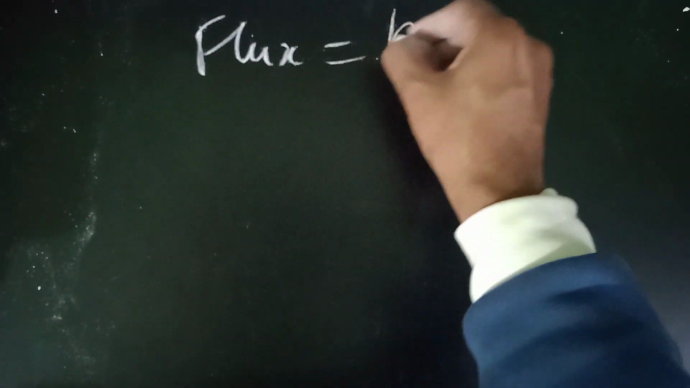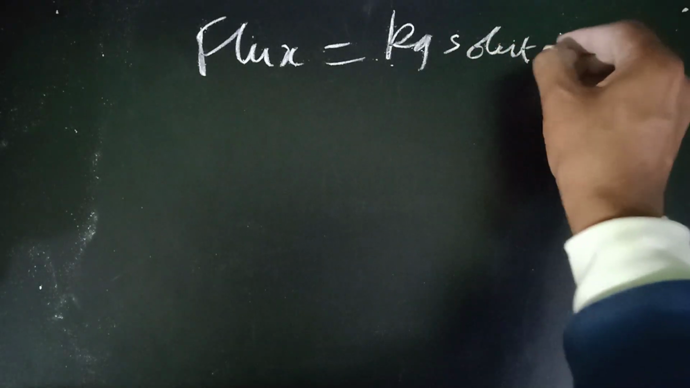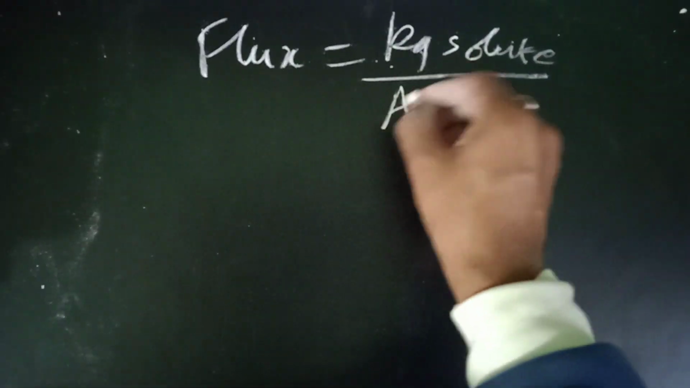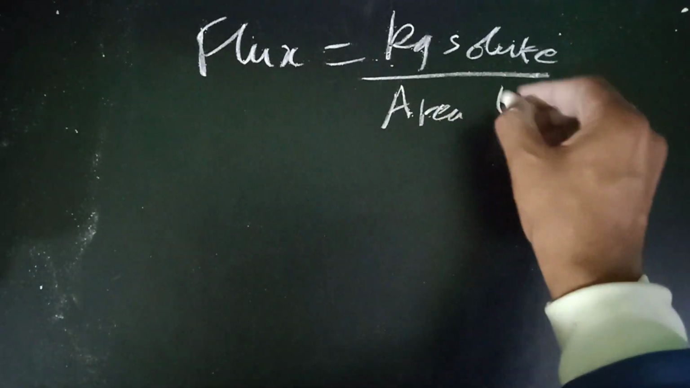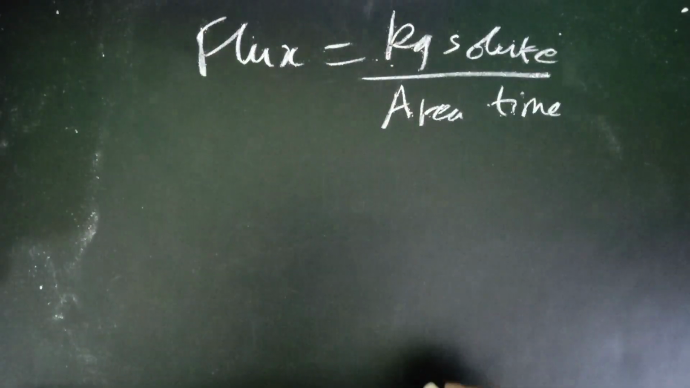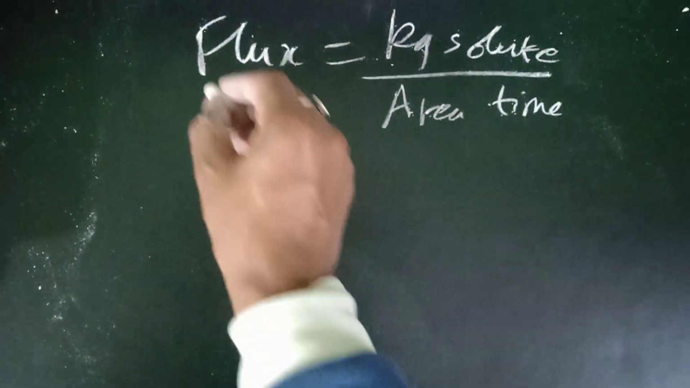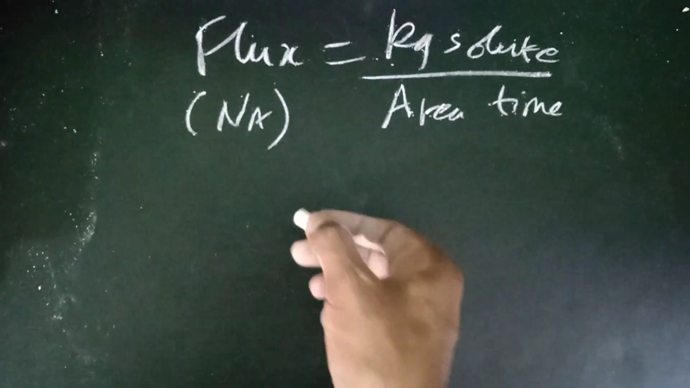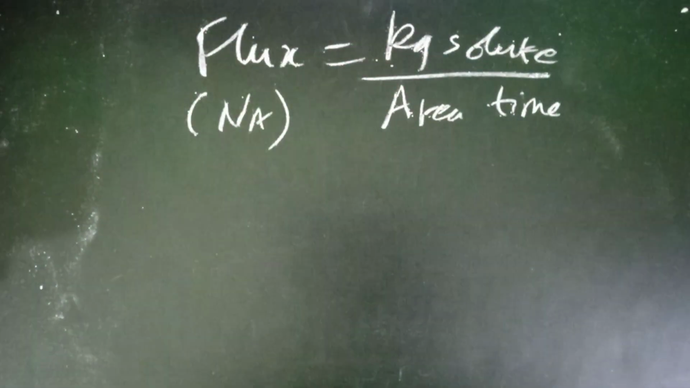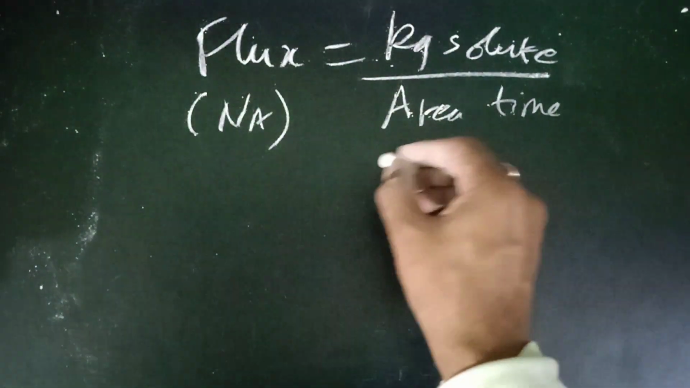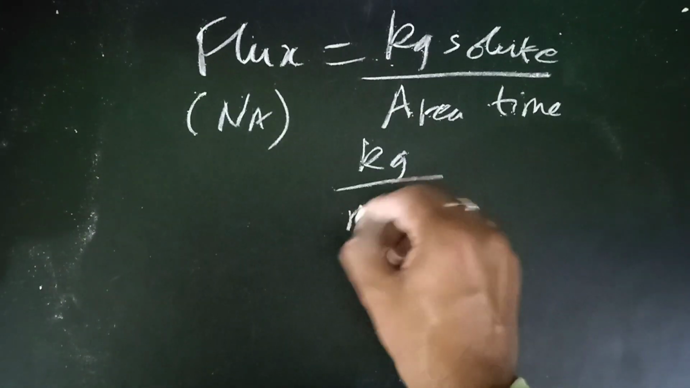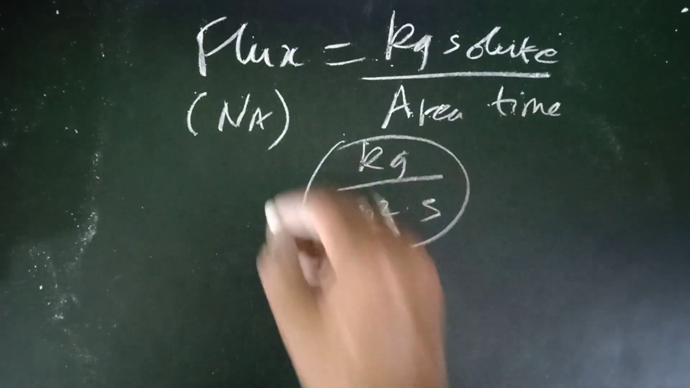Now let's see the key terms of membrane separation. First is flux, that is nothing but kilogram of solute divided by the area divided by the time. So this is represented by NA, the same as we represent in diffusion, and the unit would be kilogram per meter square second.